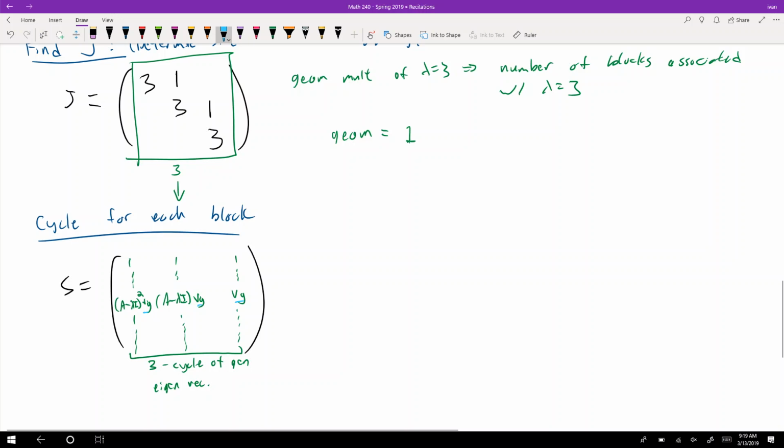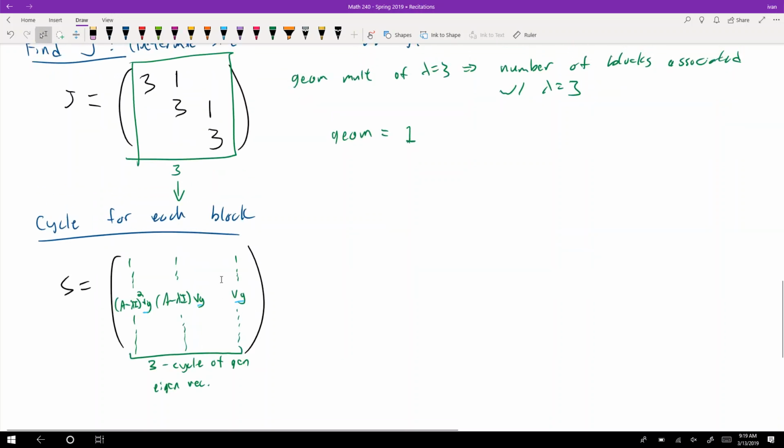And the idea holds. If this were a 4 by 4 block, you would just have to go out to A minus lambda I cubed times VG. You just need to continue increasing the power for a 4 by 4 block. If you had a 2 by 2 block, you wouldn't have to have that first column there.